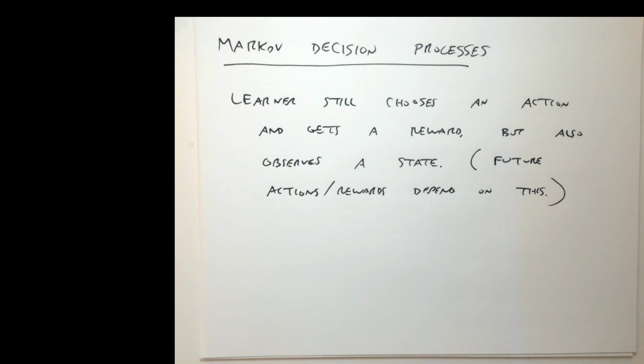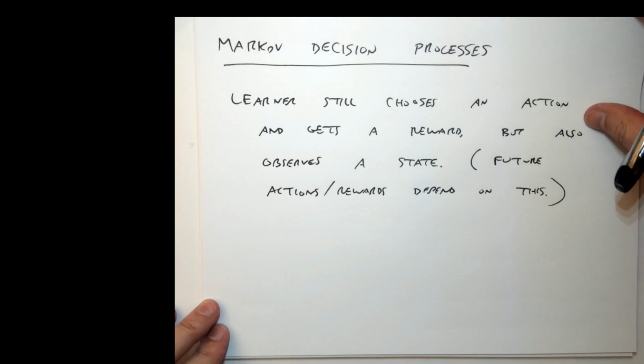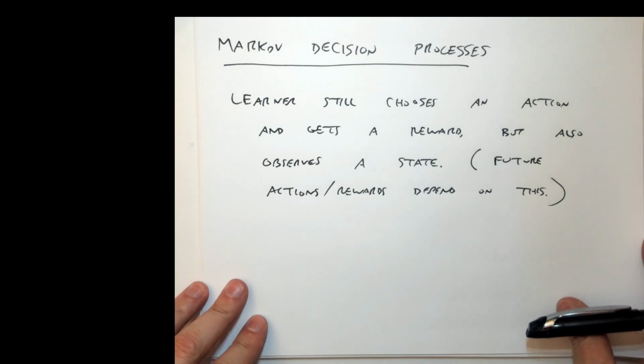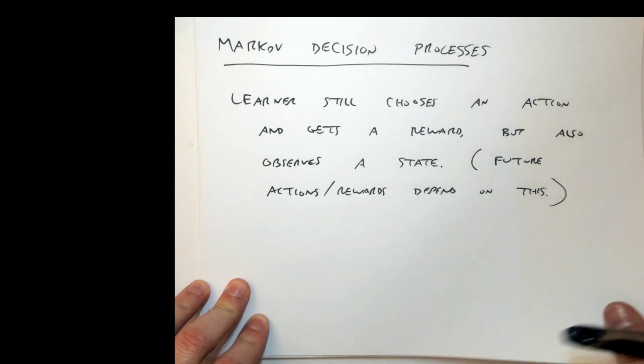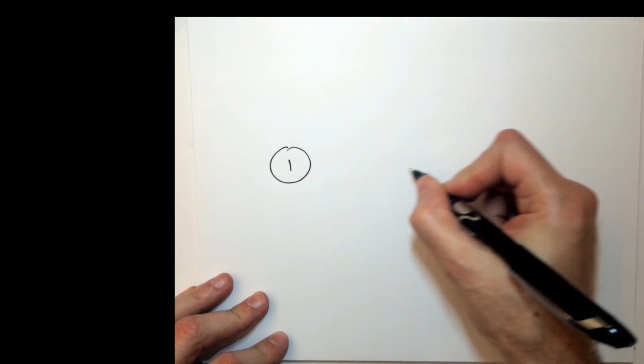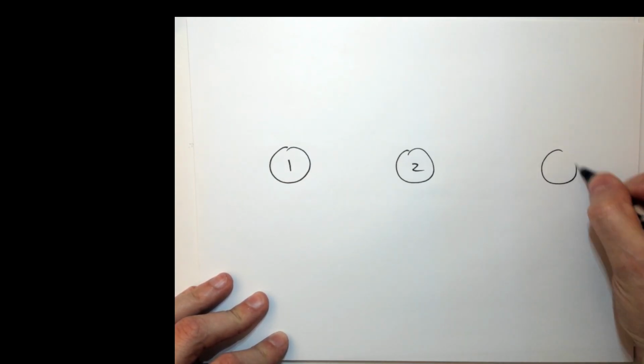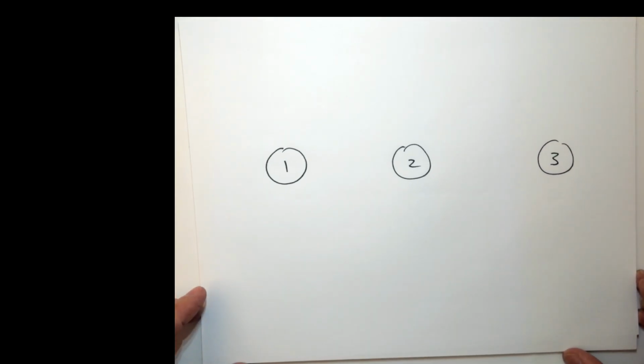So let me try to illustrate a simple Markov decision process, which immediately will become like a mess of arrows and states and stuff like that, just to give you some sense of how this could work, right? So let me try to draw something. So let's suppose that we have 3 states and 2 actions. So here's state number 1, here's state number 2, here's state number 3, okay?